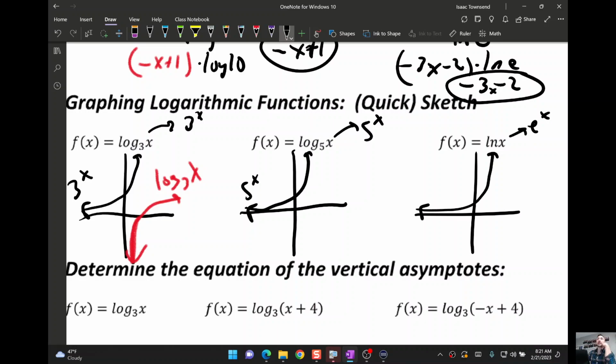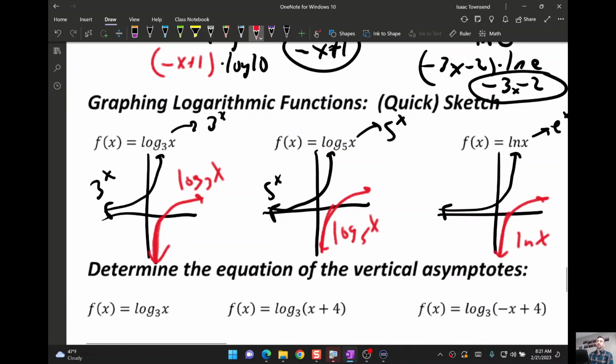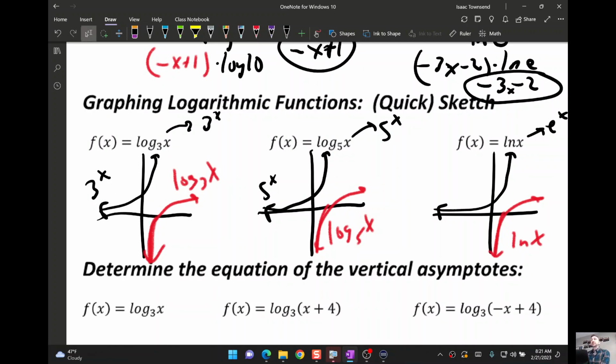Now how quickly they hug the x-axis and how quickly they rise vary just a tiny bit, but that means that their inverses, log base 3 to the x, log base 5 to the x, log base e to the x, all of those graphs basically look the same as well. They all have an x-intercept of 1, they all have a domain of 0 to infinity, they all have a vertical asymptote at x equals 0.